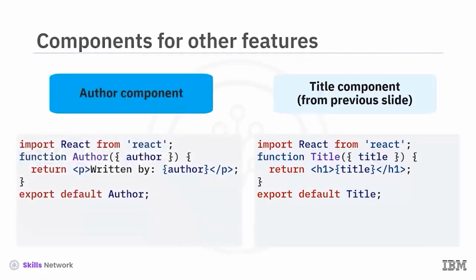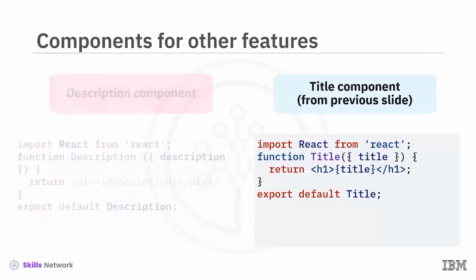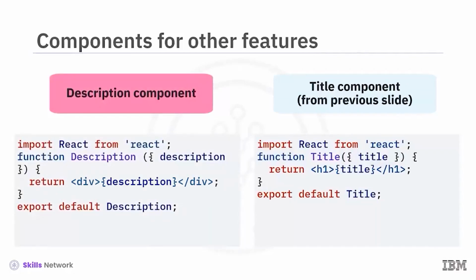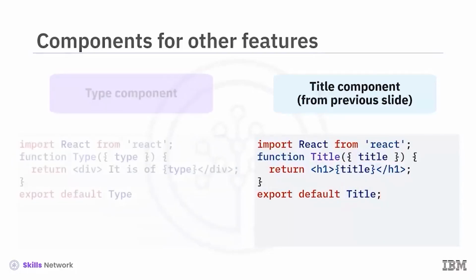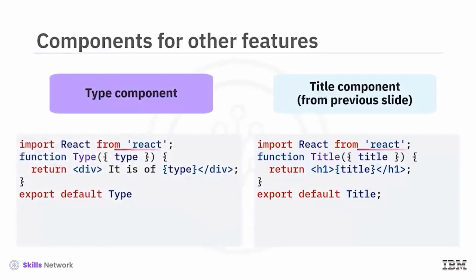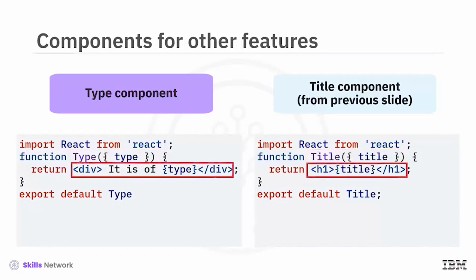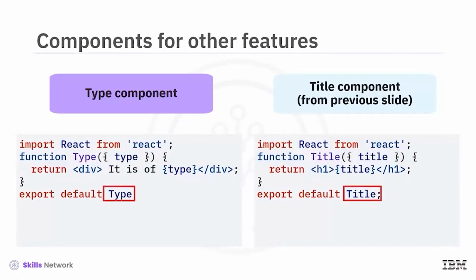Here's the author component. Note the similarity in their structures. You simply replace the function name and its parameter. Then you format the content with appropriate HTML tags. Last, you change the name of the exported component. Similarly, you make the same replacements with the description component. Change the name of the function, change the HTML, and change the export statement. And same for the type component. Change the function name, the HTML, and the name of the exported component.